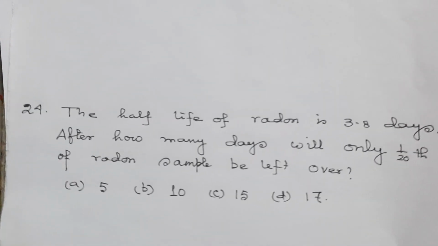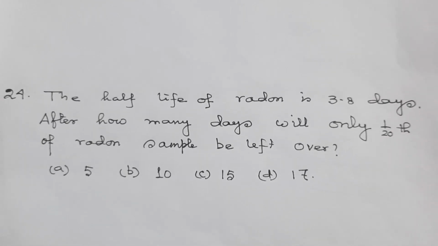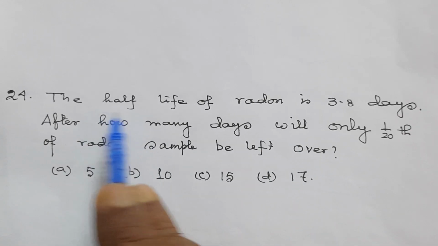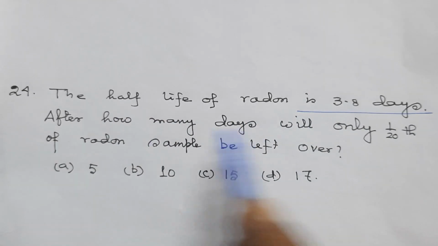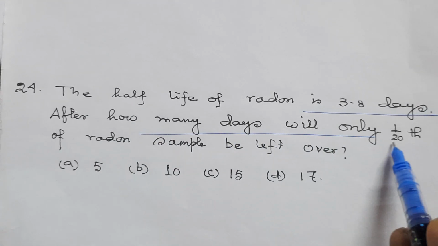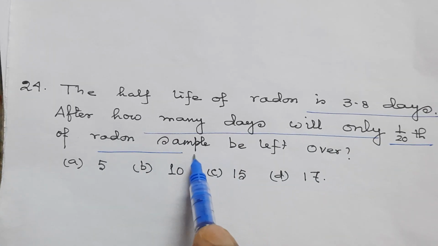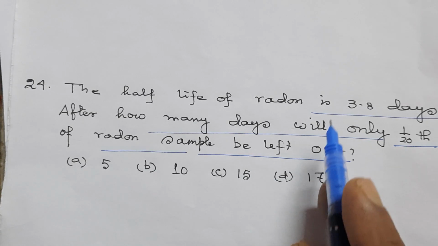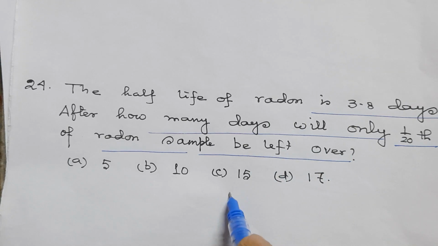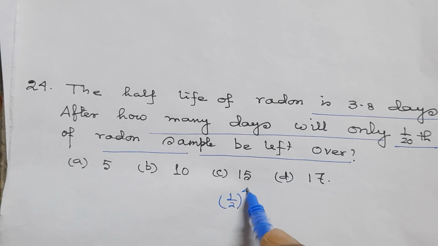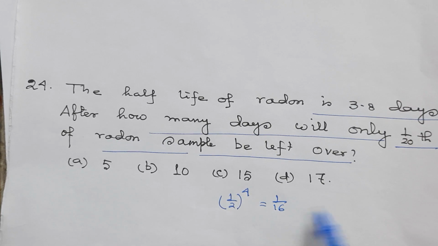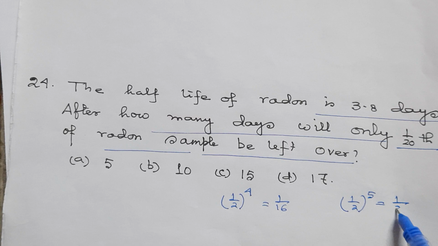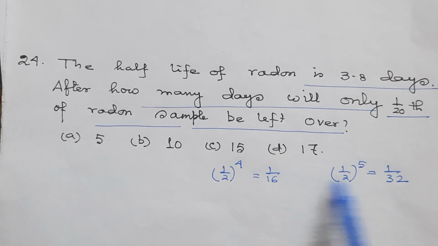Now let us see question number 24. It is also a radioactivity related question. The question says the half-life of radon is 3.8 days. After how many days will only 1/20th of the radon sample be left over? 1/20th. Suppose half to the power 4 equals 1/16th and half to the power 5 equals 1/32. 1/20 is in between them.